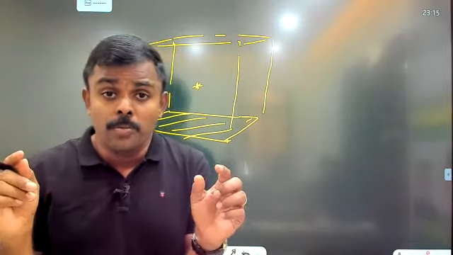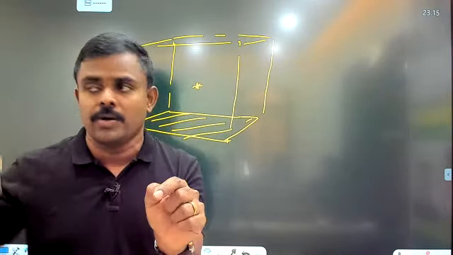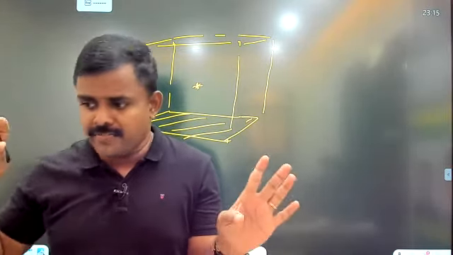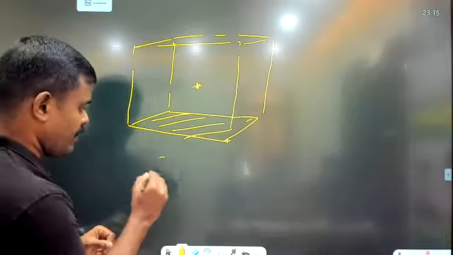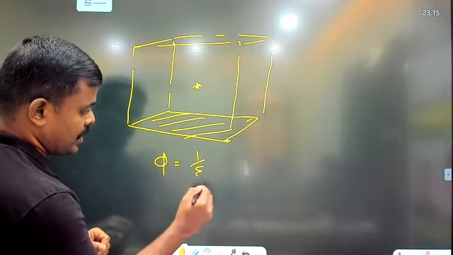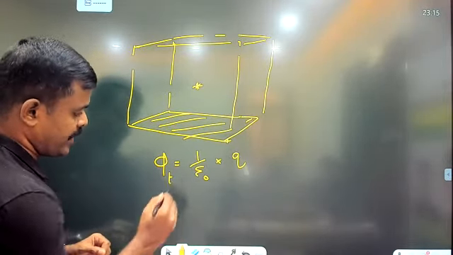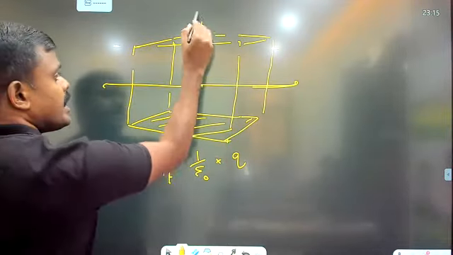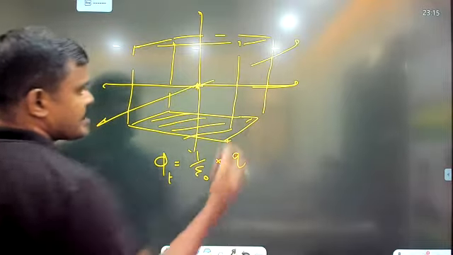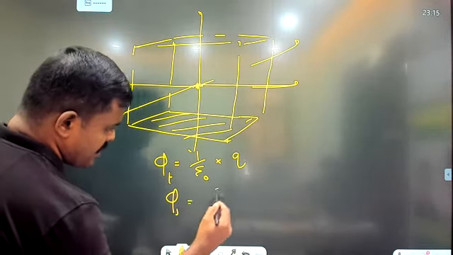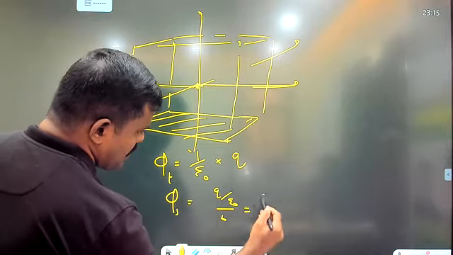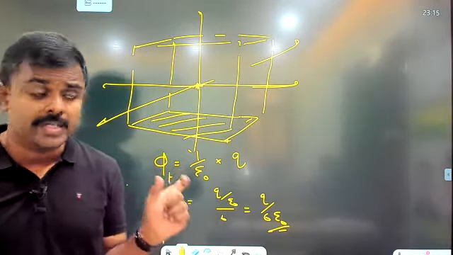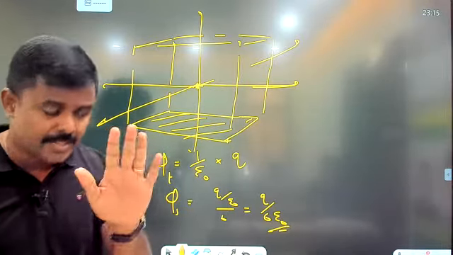Think again, a cube means there are how many surfaces? The room in which you're sitting now: left wall, right wall, roof, floor, front wall, back wall. 6 surfaces, right? So total flux is what? Total flux is 1 by epsilon 0 into q for the cube, phi total. This flux passes through 6 surfaces. So one surface gets how much? Q by epsilon 0 by 6, or Q by 6 epsilon naught. This is a very important question. Mark it as very important. Reader question, many times asked.